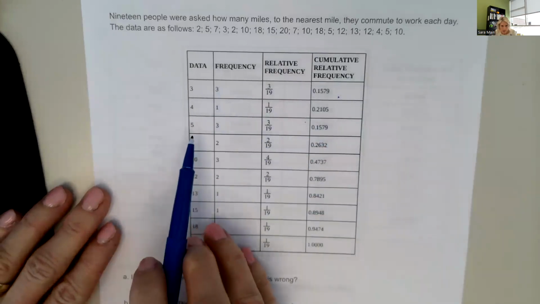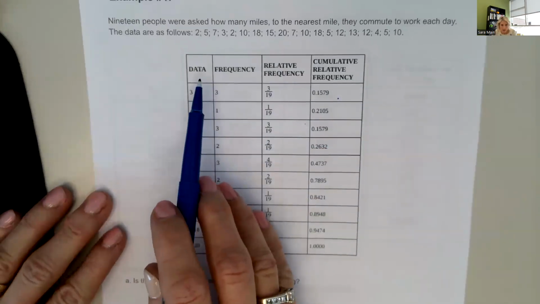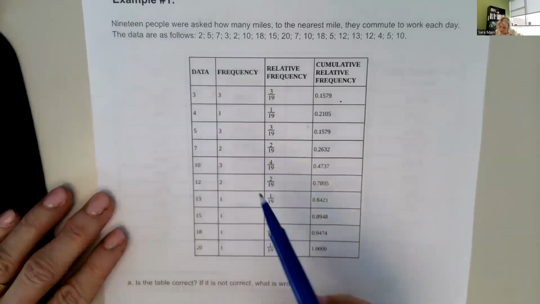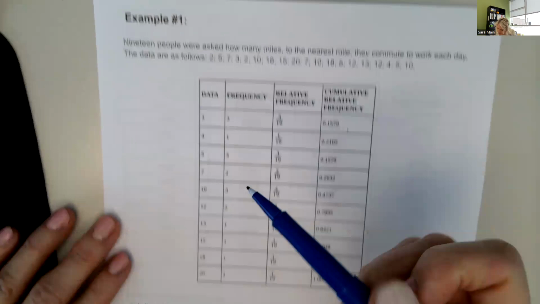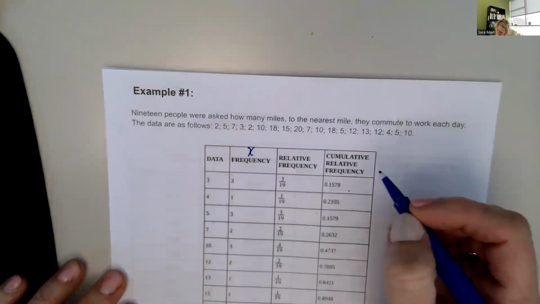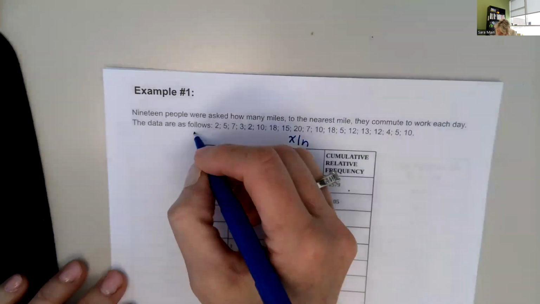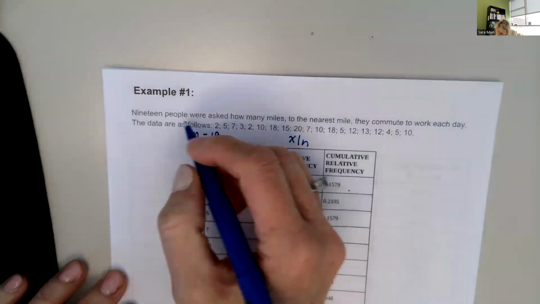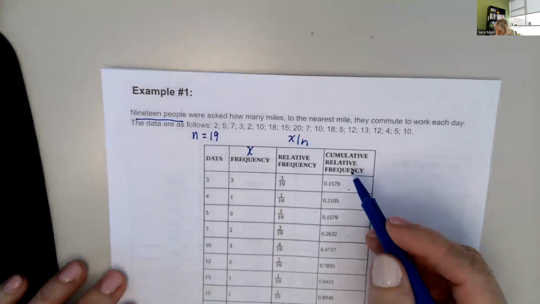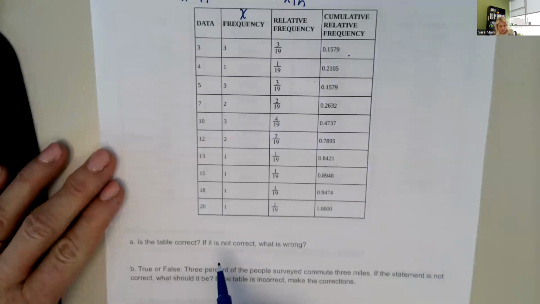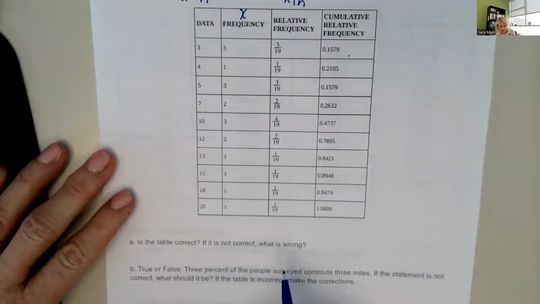Now notice that there's no 6, and that's because in the 19 people, nobody answered 6 miles. We have the frequency, which is your X, the relative frequency, which is X divided by N. N is 19 because there were 19 people that were asked. And then our cumulative relative. And it says, is the table correct? If it is not correct, what is wrong?